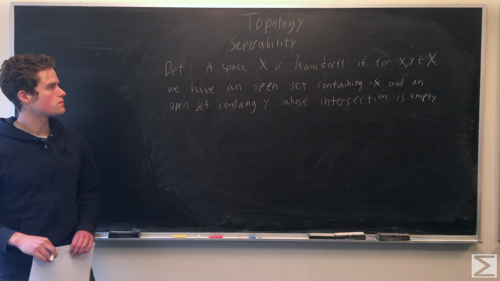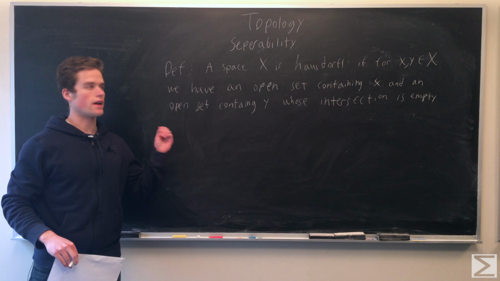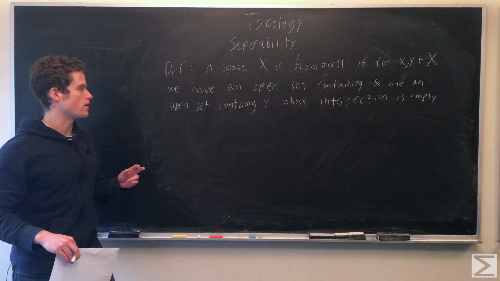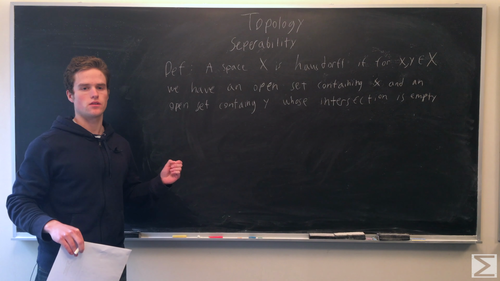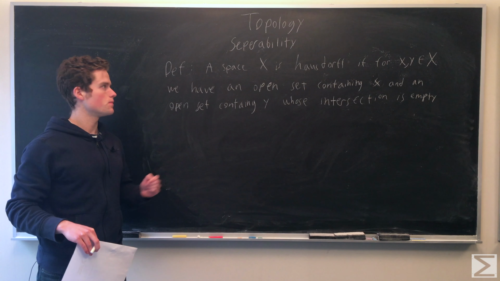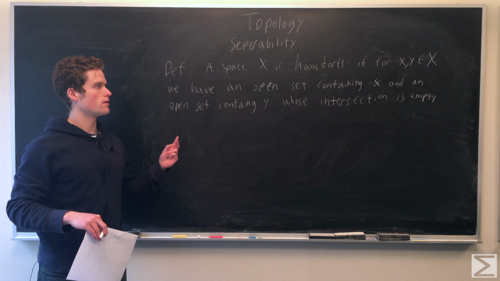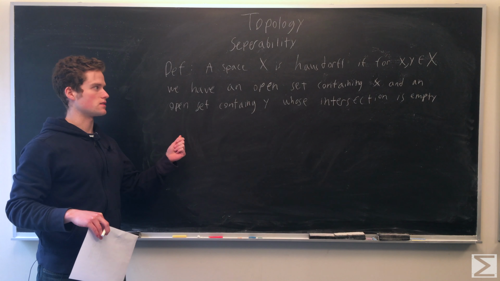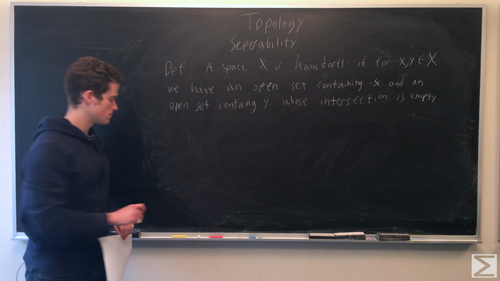So, quick definition, a space X is called Hausdorff if for any two points x, y in X, we can find an open set containing x and an open set containing y, and the intersection of these two open sets is empty. And that's for any two points. We can select any points x and y, and we can find sets that satisfy this property.